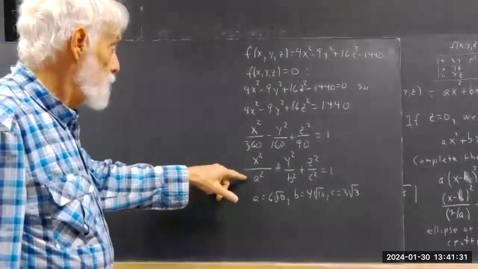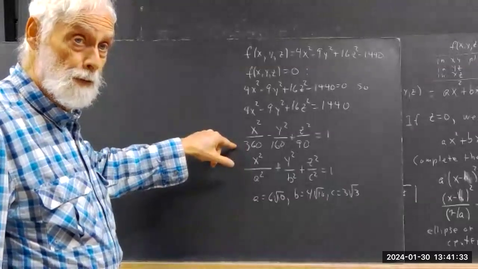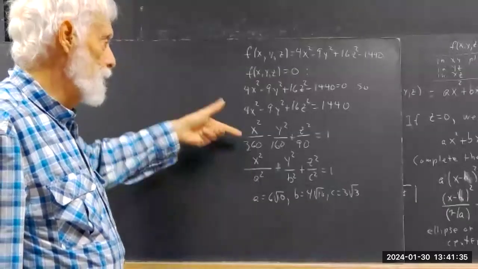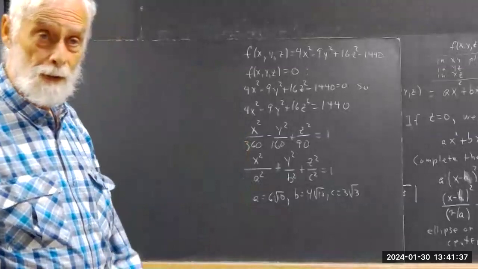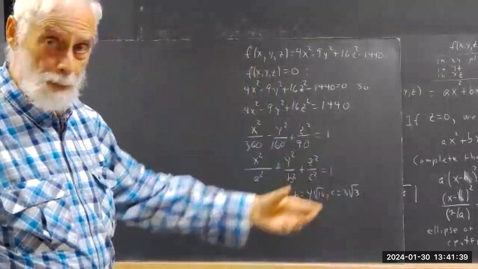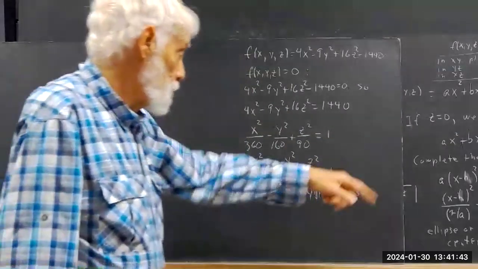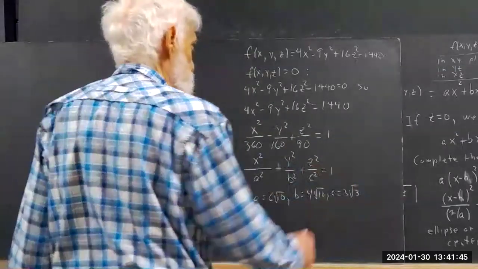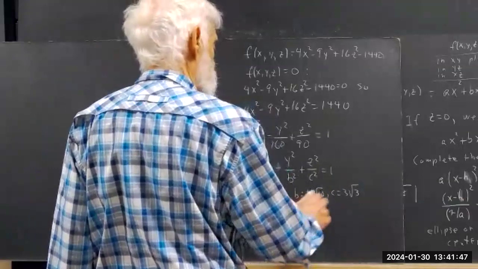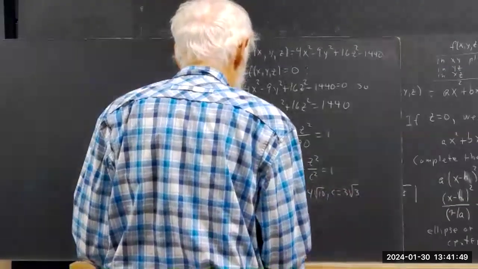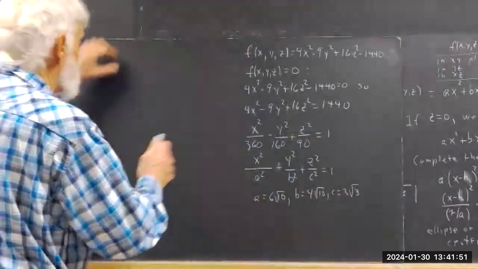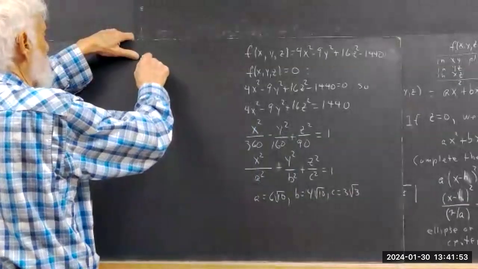I mean, if this is A squared, 360 is A squared, so A is the square root of 360, which is the square root of 36 times 10, which is 6 times the square root of 10. Okay, and similarly on these. So these are in the ratio of 6 to 4 to 3. Okay, now let's just look in the XY plane.